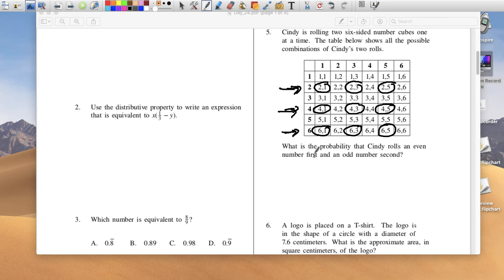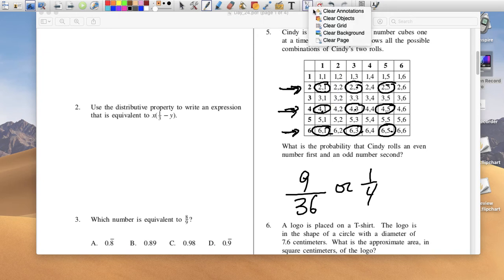So the probability of that happening, well, how many total combinations were there? There were 1, 2, 3, 4, 5, 6, and then there were 36 possibilities. And out of the 36 possibilities, we had 1, 2, 3, 4, 5, 6, 7, 8, 9. 9 out of 36, or 1/4. She had a 1/4 chance of rolling two dice where the first one was even and the second one was odd.